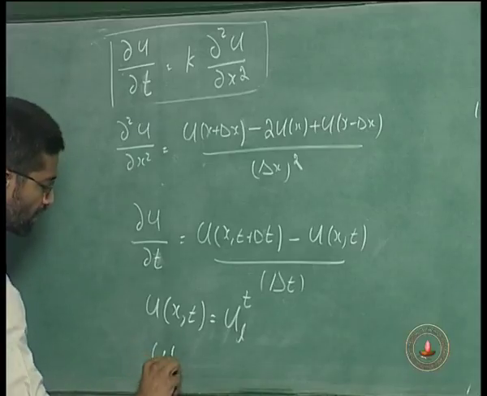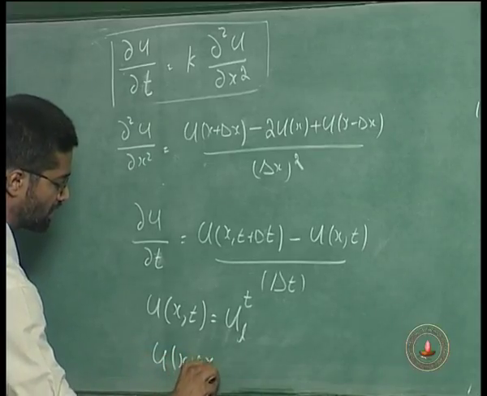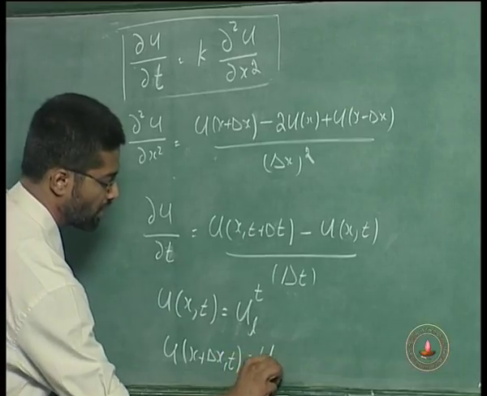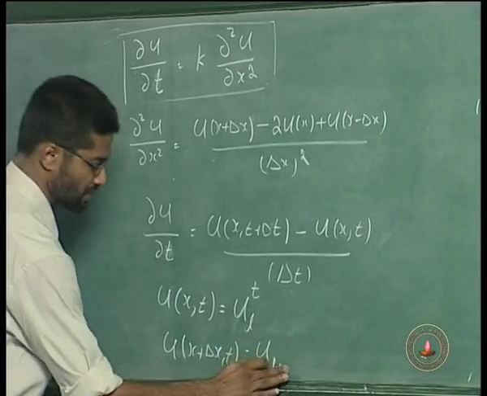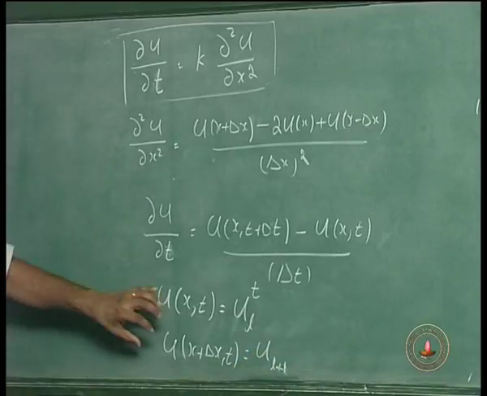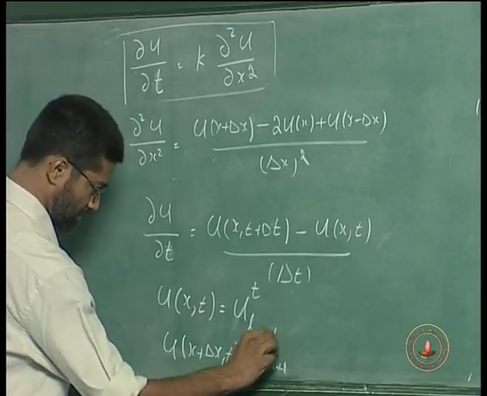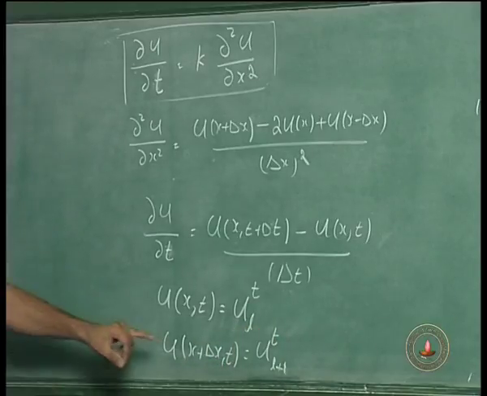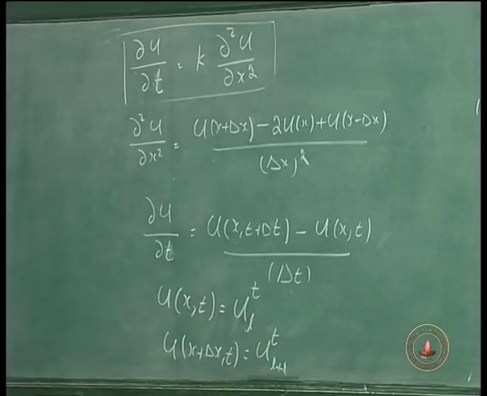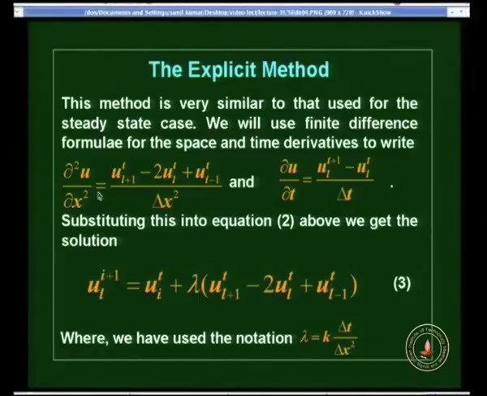So u at x plus delta x at time t will be written as u l plus 1, because we are going to take equally spaced points in the spatial variable. So it is u l plus 1 at time t. Similarly, t plus delta t will be t plus 1 here. So here we are taking all second derivatives at time t. That will be u at l plus 1, t, minus 2 u l t, plus u at l minus 1, t, divided by delta x squared.